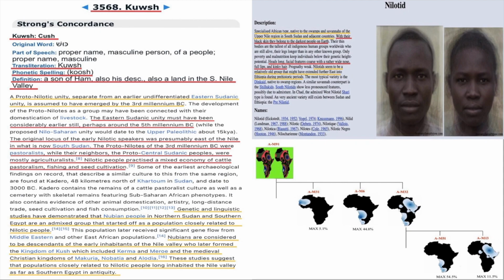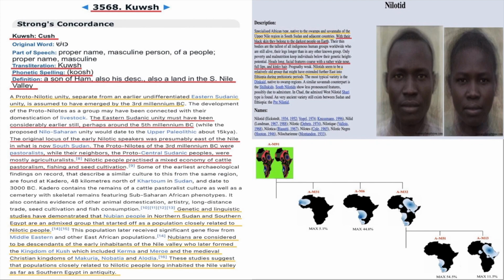And so, just to go into the phenotype of Nilots and where they resided, it says: specialized African type native to the swamps and savannas of the Upper Nile region in South Sudan and adjacent countries. With their black skin, they belong to the darkest people on earth. Long heads, facial features coarse with a narrow, wide nose, full lips, and kinky hair. Nilots seem to be a relatively old group that might have expanded further east into Ethiopia during prehistoric times.